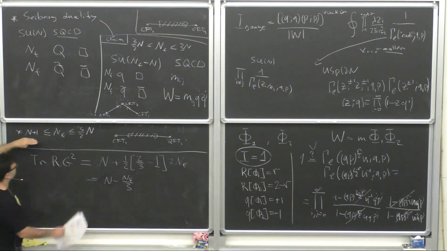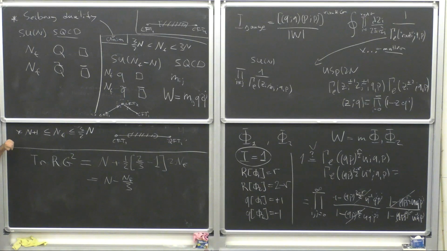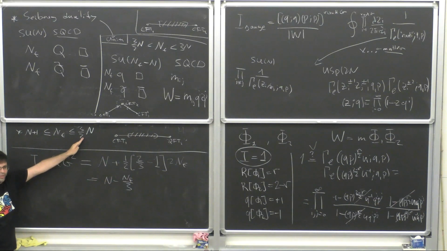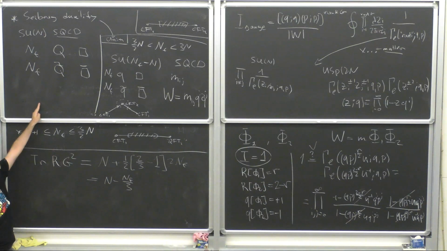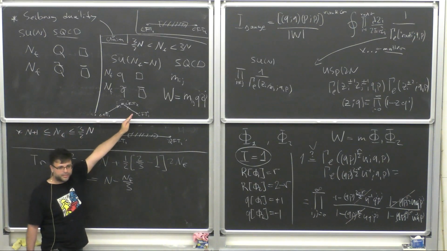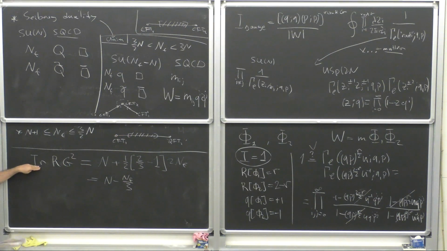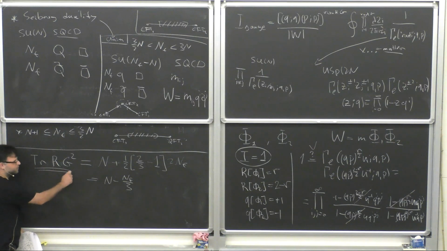If you are outside of this region, if you are here, then one of them is asymptotically free. The original theory still has an NF smaller than 3n. It has even an NF much smaller than 3n. So it's still asymptotically free, but the other theory is infrared free. Okay, so the computation to decide what is the coupling, how it behaves, is this very simple technology that we have discussed.